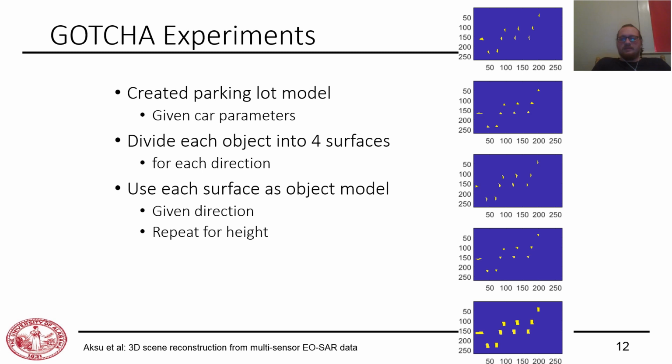Then we use these models as the object surface to use on SAR images. We repeated this for each direction and repeat for each SAR height. And the final image shows the combination of 4 surfaces that amounts to a complete image of a car.